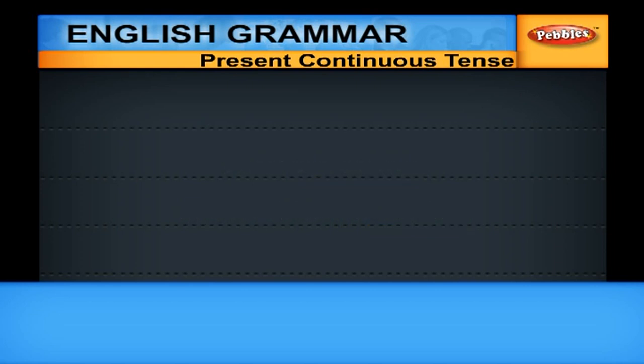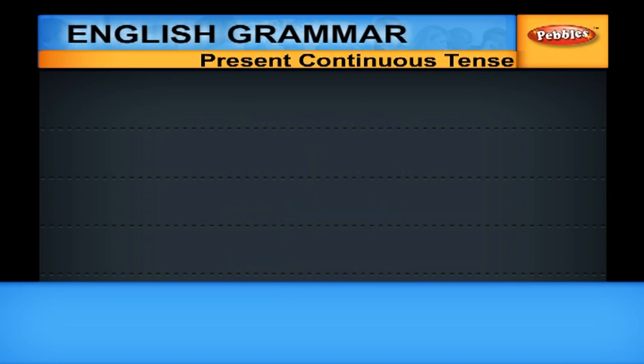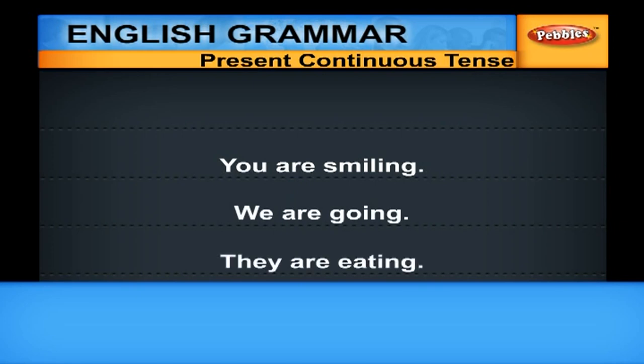So you find that I goes with am. He or she or it goes with is. You, whether it is singular or plural, will go with are. The same with we or they. So, you or we or they will go with are.